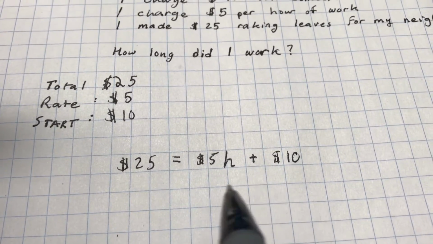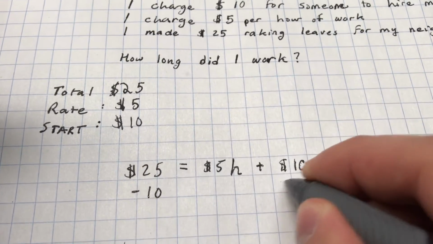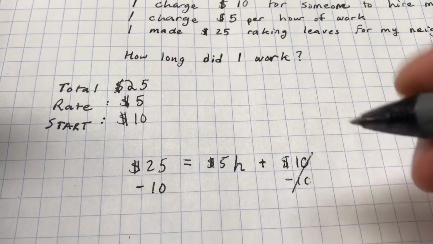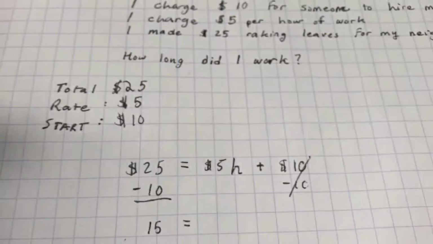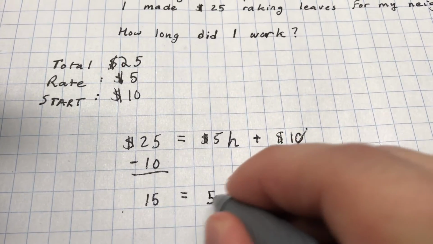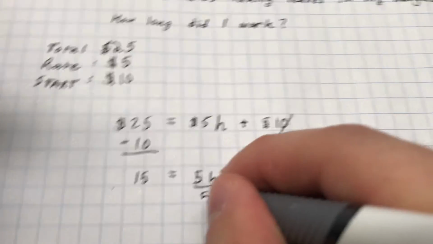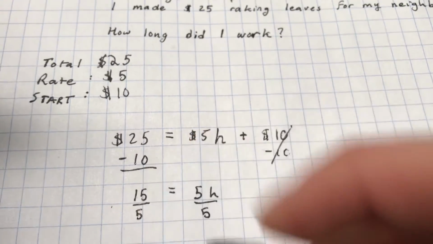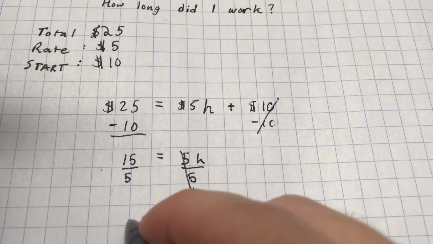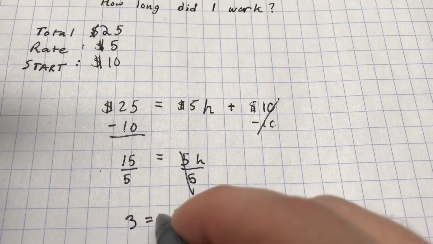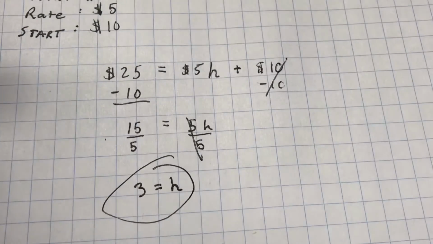See, I want to undo addition and subtraction, so why don't I subtract 10 from both sides? That leaves me with 15 is equal to 5 times h. And then I can divide both sides by 5. Those 5's cancel out. 15 divided by 5, 3 equals h. So I must have worked for 3 hours on that day.